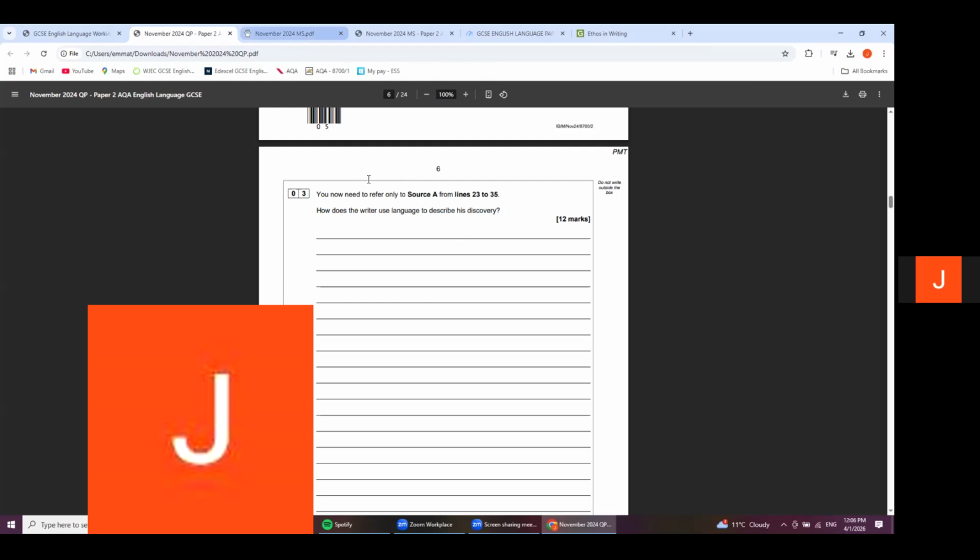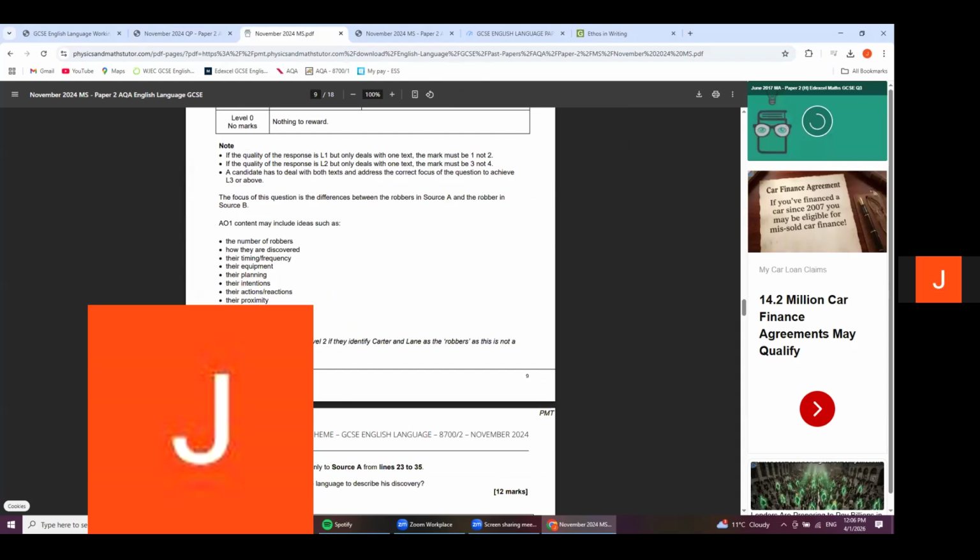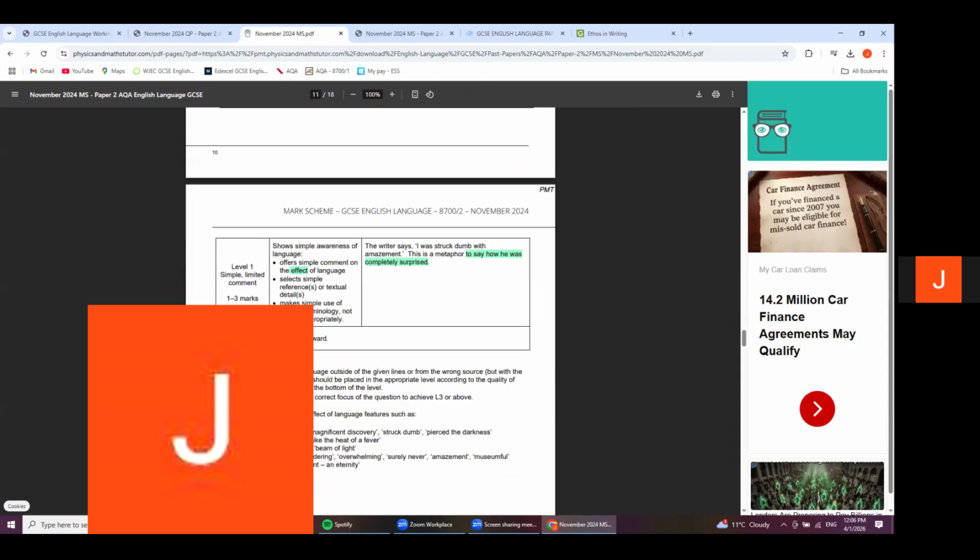So as an exemplar of this question, we'll have a look again at level one. So as a starter, it shows simple awareness of language, offers simple comment on the effect of language, and selects simple references and makes simple use of subject terminology, and it's not always appropriate. So your potential here is 1 to 3 marks. Okay, so it's certainly not the top end, but marks can be awarded. But obviously, because we are ambitious scholars of English, we're always aiming for as high a mark as we can.